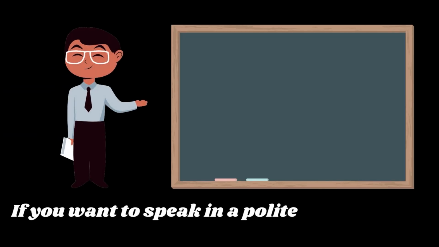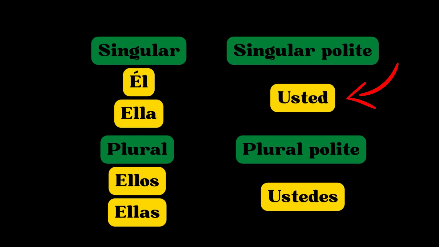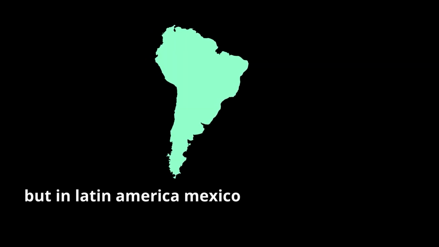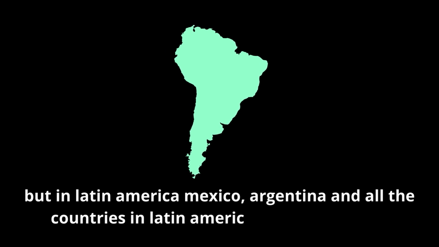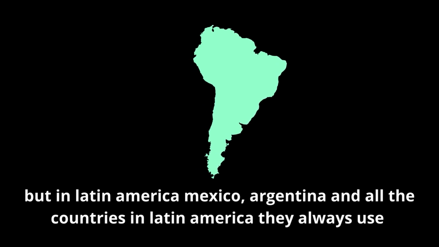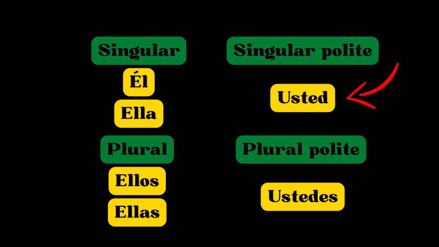If you want to speak in a polite way, you have to use usted, in the third person singular, or ustedes, in the third person plural. In the polite way, there is not masculine or feminine. In Spain, they only use usted if they speak in the polite form. But in Latin America, Mexico, Argentina, and all the countries in Latin America, they always use ustedes instead of using ellos or ellas, they say ustedes.